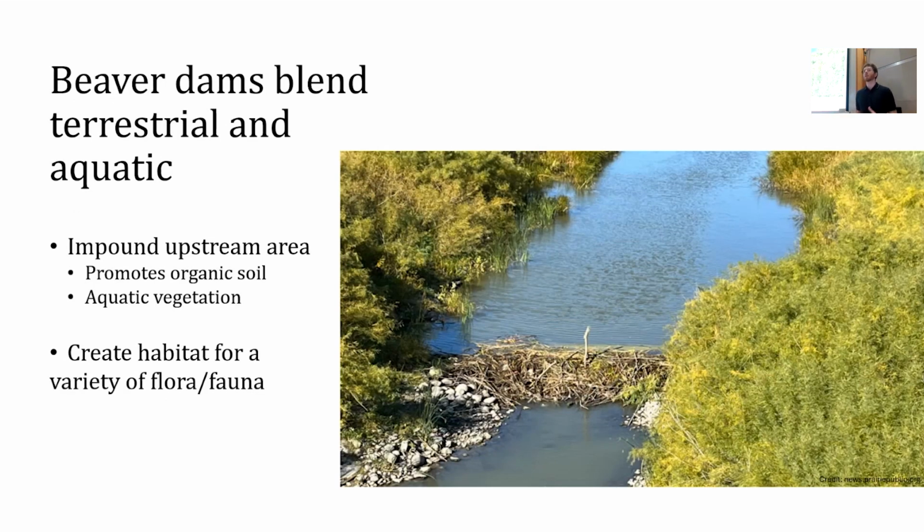Between terrestrial and aquatic systems, beaver dams tend to blend the two together. So as I mentioned earlier, beavers create dams, which then slow the flow of water, creating more of this lentic environment. You can see in the photo here, it kind of balloons out, and that helps promote organic soil. That soil then promotes the growth of different aquatic vegetation, then in turn creating new habitat.